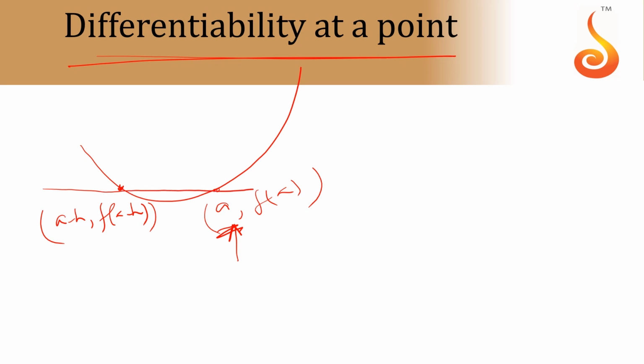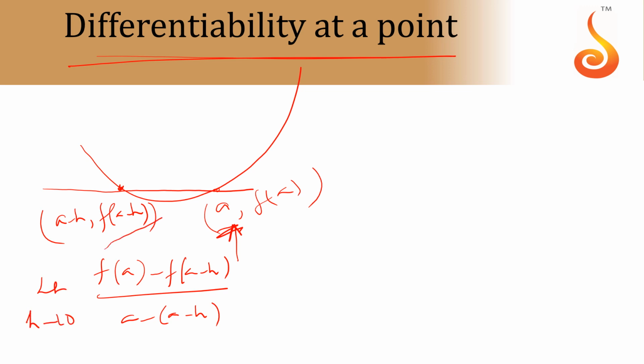Then what will be the slope of this secant line? Let us write the slope. The slope is f of a minus f of a minus h, by a minus of a minus h. Your wish, the slope can be written in any order. Then when I apply limit h tends to 0, the secant line will become a tangent line like this. So it will become the slope of the tangent line, but it is a slope of approach from the left side to the tangent.